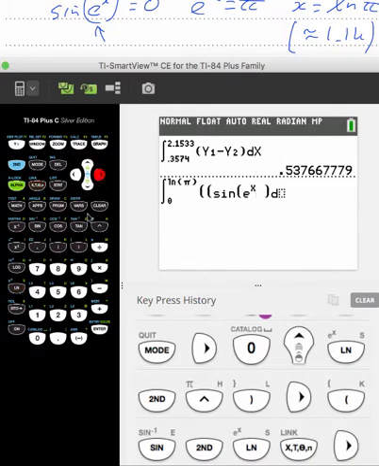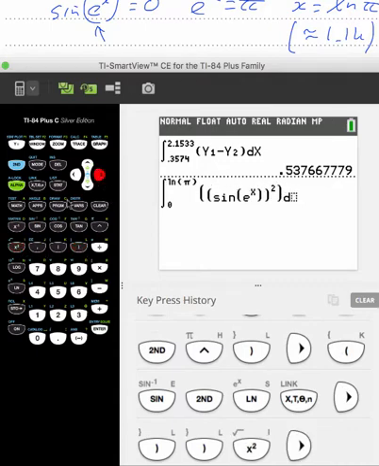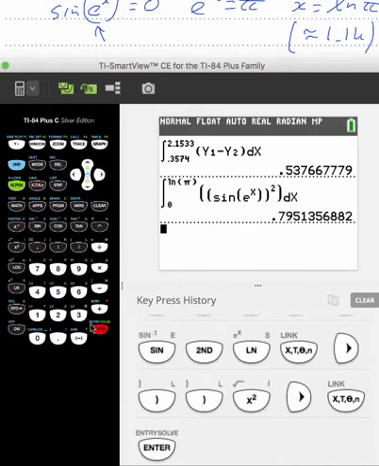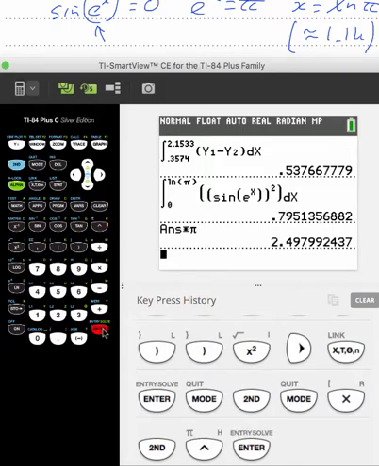And let me see, brackets, square. And with respect to x, so let my calculator do all that job. Now of course need to multiply that by pi, so let's do that, and I get 2.50.